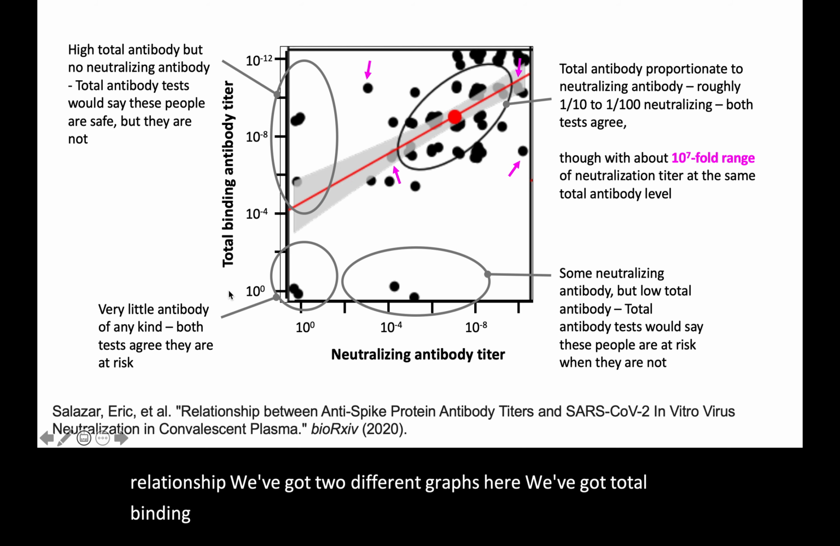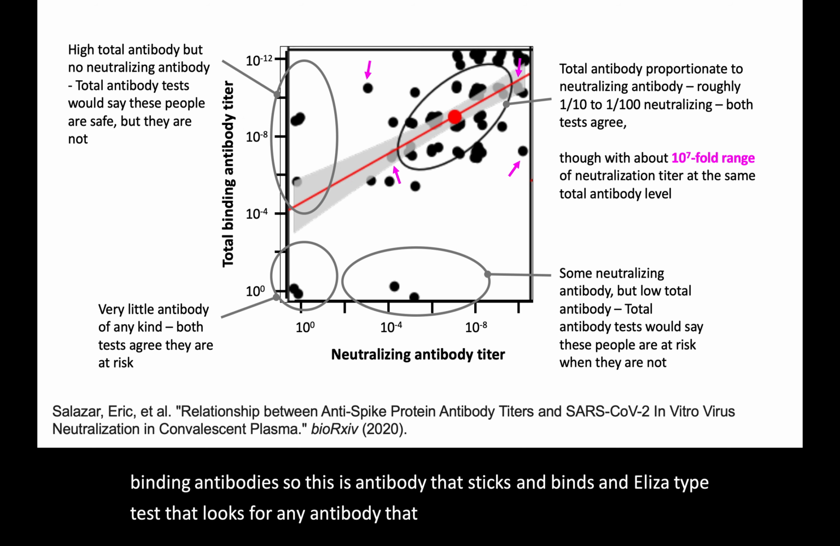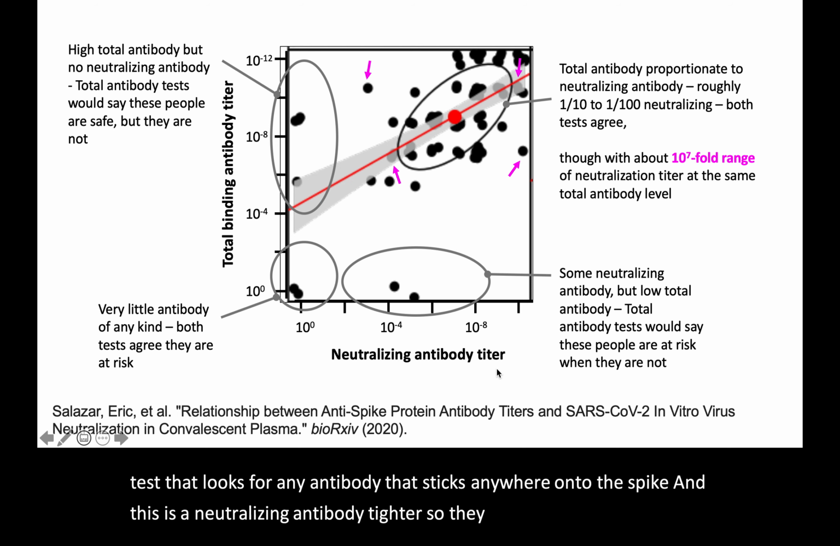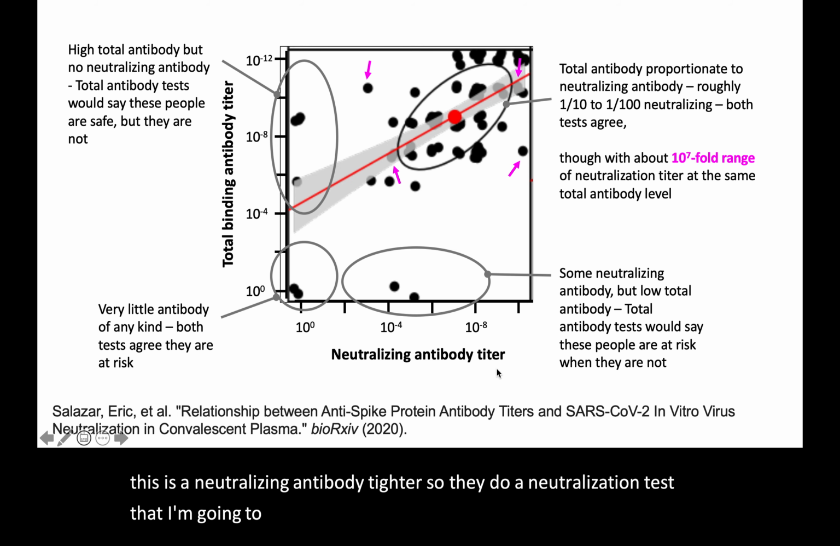This is antibody that sticks and binds in an ELISA type test that looks for any antibody that sticks anywhere onto the spike. And this is a neutralizing antibody titer. So they do a neutralization test that I'm going to show you in a minute exactly what that looks like. Different sort of thing.